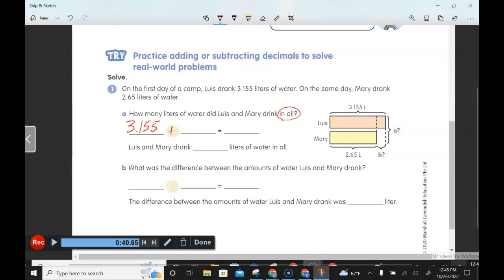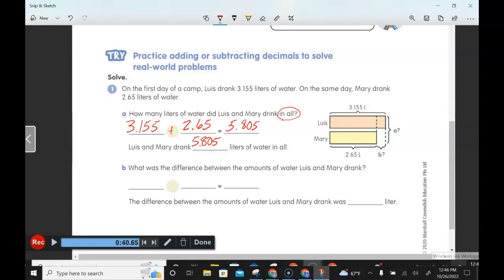Now the next part we'll take a look at is writing down 2 and 6,500ths. So we're going to add those two together, and with word problems I do not mind if you use a calculator at all. You can calculate these two together, and we have 5 and 805 thousandths of liters that they drank in all. So we'll just write Lewis and Mary drank 5 and 805 thousandths liters in all.